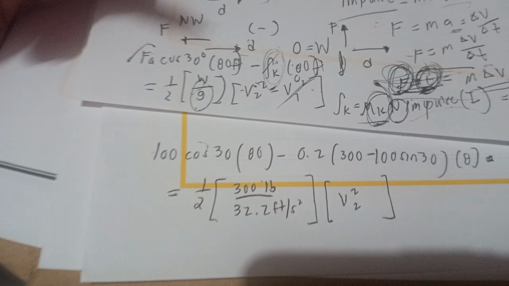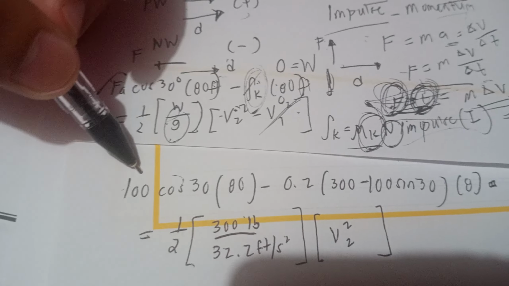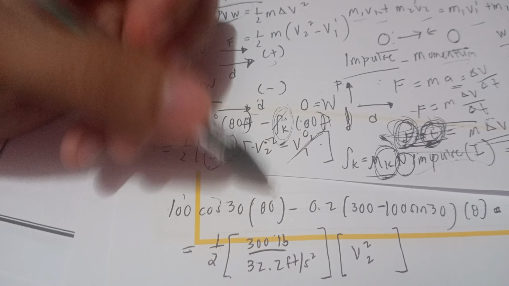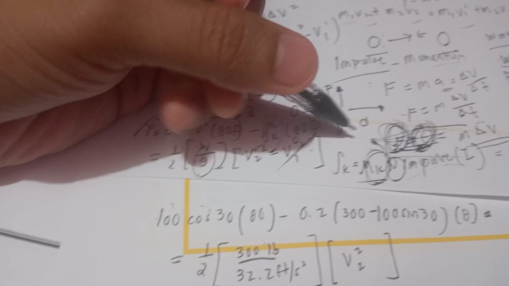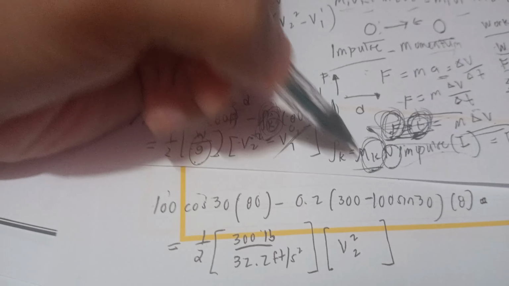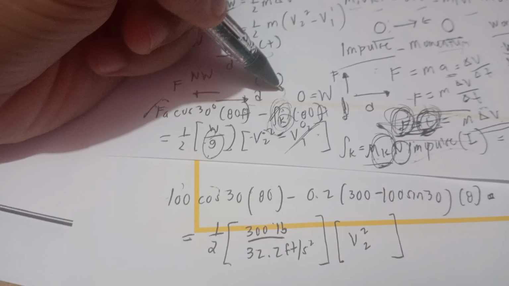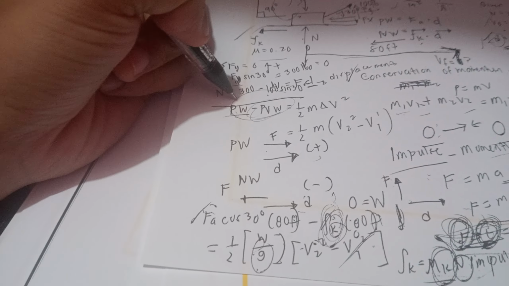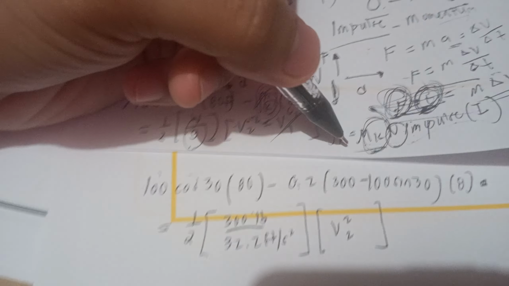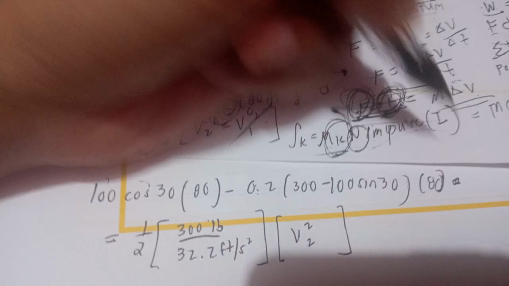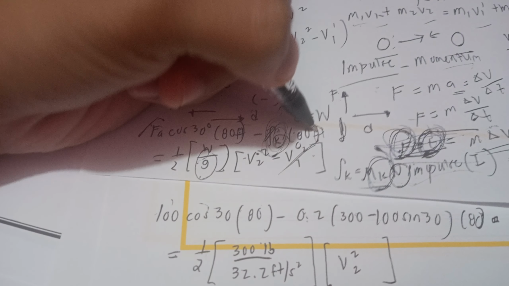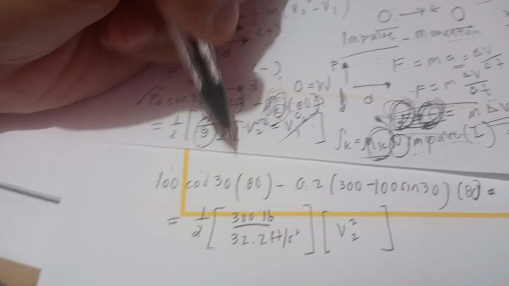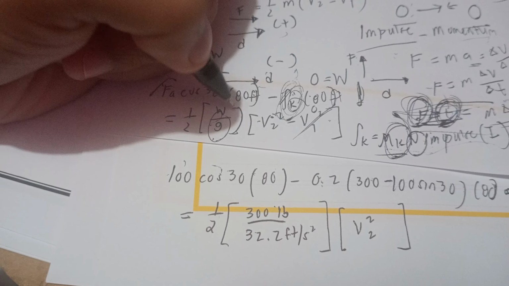So, subukan natin. Nire-write ko. So, para sa positive work, meron tayong Fa, which is 100, times cosine 30 times 80, minus 0.2, which is yung friction, di ba? Pag sinubstitute natin dito, magiging mu sub k 0.2 times yung N. Ano tong N natin? Yung nakuha natin dito sa summation forces y, 300 minus 100 sin 30, times yung 80 feet ulit, kasi force times displacement, 80.